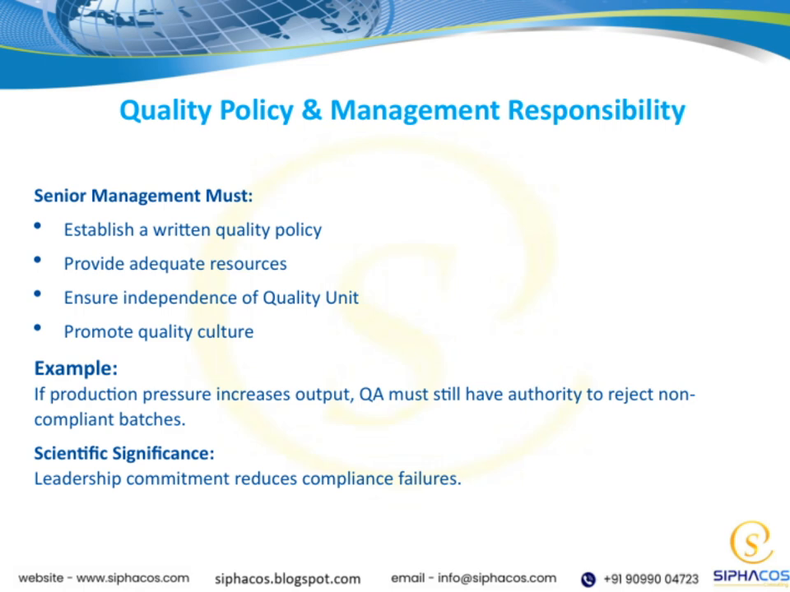They need the authority to make unbiased decisions and enforce quality standards without undue influence. Promoting a quality culture is another key point. This means fostering an environment where quality is everyone's responsibility and staff feel empowered to uphold standards at all times. For example, even if production feels pressure to increase output, the quality assurance team must still have the authority to reject batches that don't meet quality specifications. That's how we safeguard product integrity.